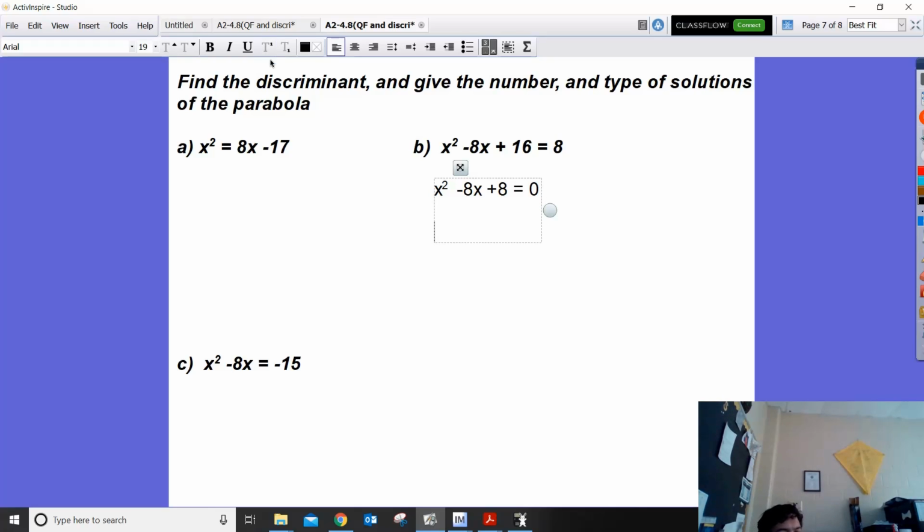What are we supposed to square? What is b? So negative 8 squared minus 4 times a, which is 1, times c, which is 8. And we're just going to figure out what that is.